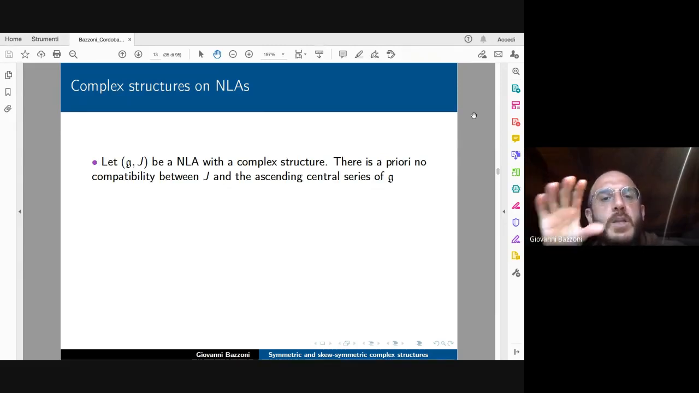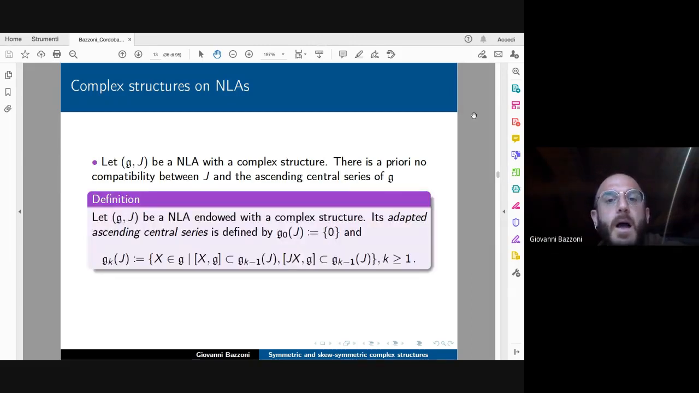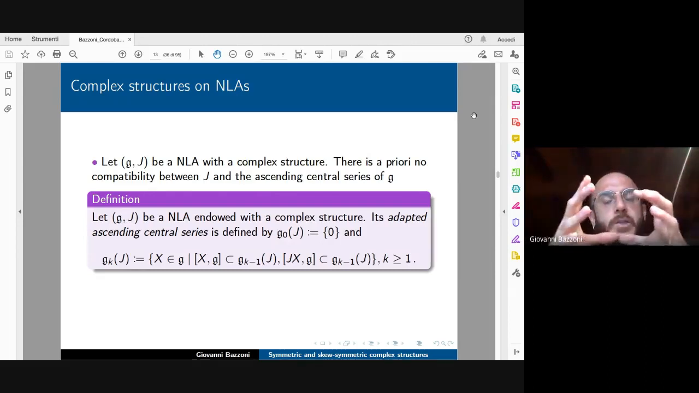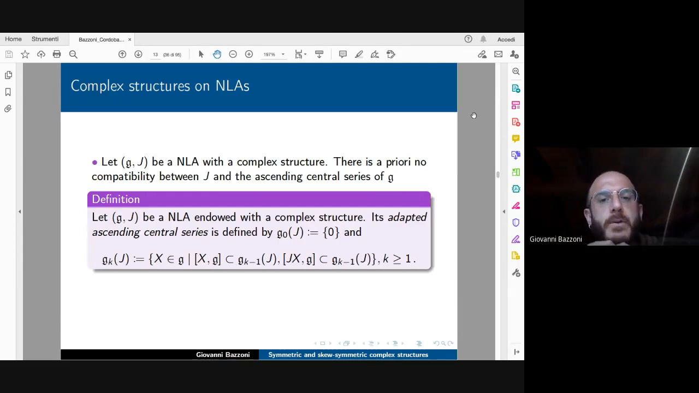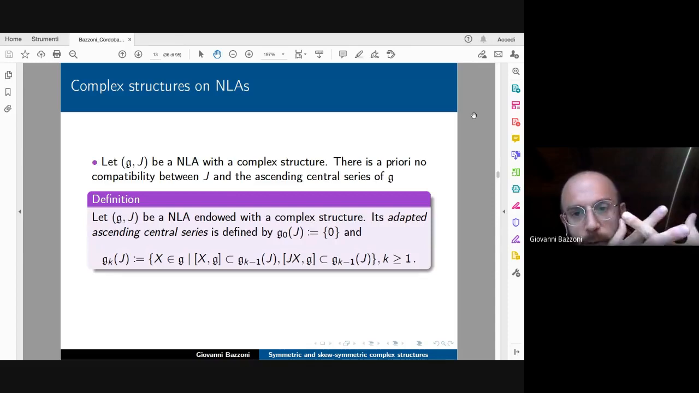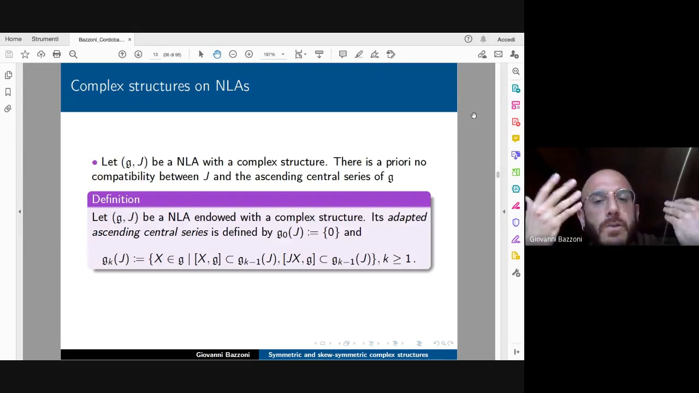So if you have a nilpotent Lie algebra with a complex structure, up here there is no compatibility between J, so the complex structure, and this ascending central series, which defines the nilpotency of G. So an idea would be to see if you can mix the two things. So if you can impose this ascending central series to be adapted to J. So you fix a complex structure J on a nilpotent Lie algebra, and you define its adapted ascending central series by starting with 0. So G0 of J is just 0, and you do the same inductively.